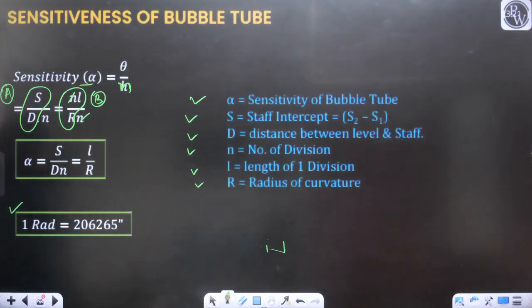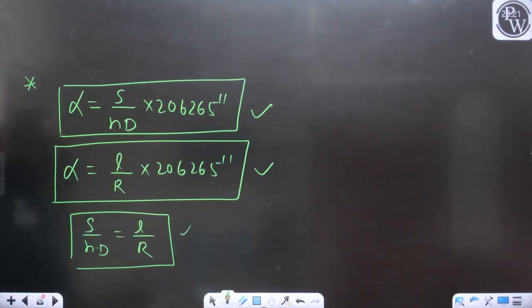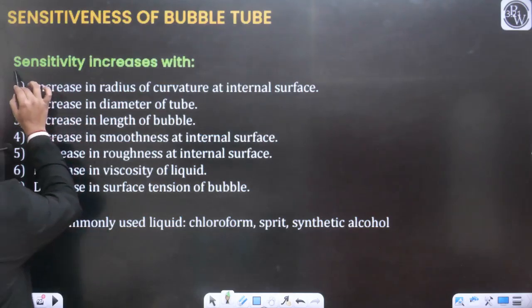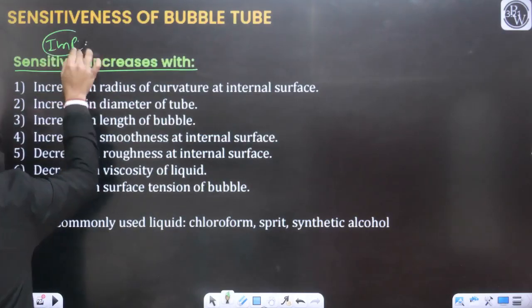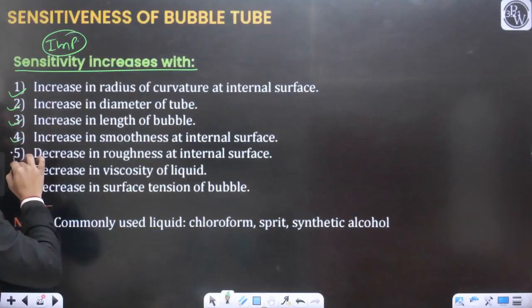Clear to everyone? Very good. So now let's see some more discussion related to the sensitivity. Sensitivity increases with... This is important, you should know all the parameters which will affect the sensitivity.